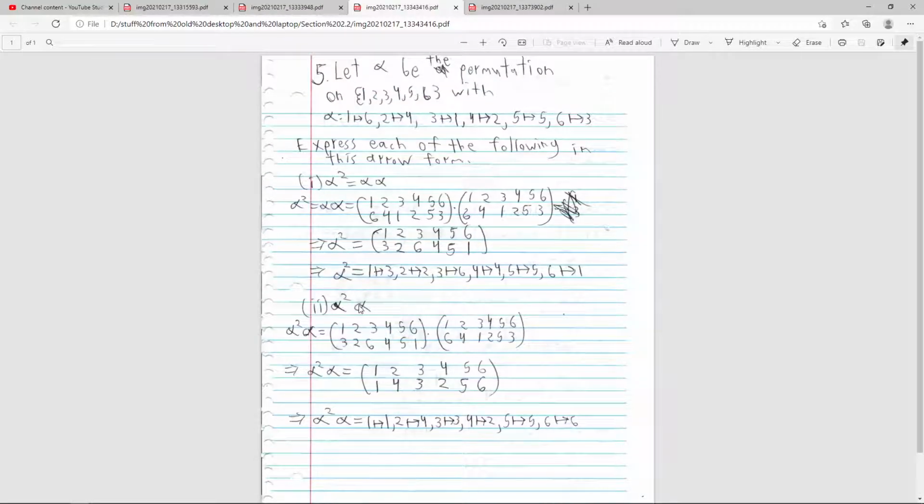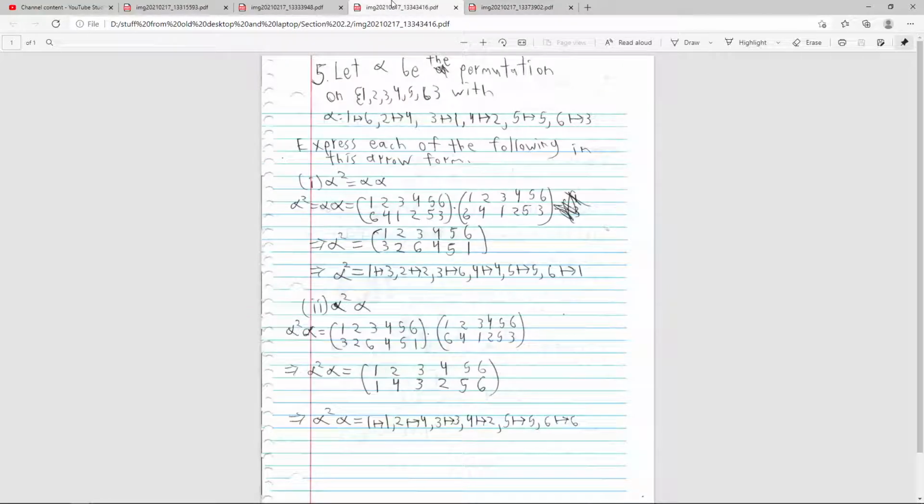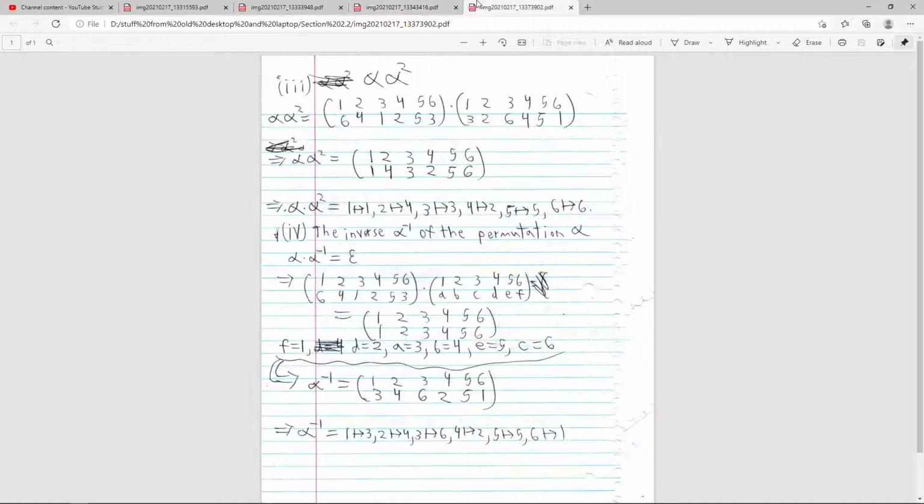Then 2 is alpha squared times alpha, so we already know alpha squared, and we can multiply that by alpha. In the end, you just do the same process again and convert it to arrow form. And then you want alpha times alpha squared. You'll notice these are going to be the exact same format.